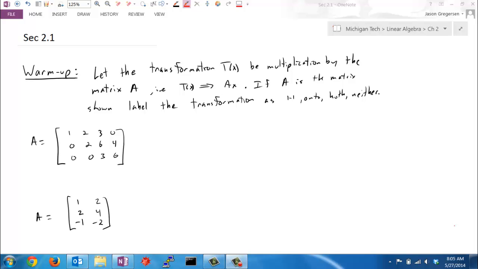All right, let's take a look at the warm-up. So we're talking about a transformation, T of x, which is multiplication by our matrix here. So T is a transformation. It's a mapping from a space to a space. In this case, it's a mapping from what space to what space? How would we describe the mapping before we actually start answering the question here? From a space to a space.